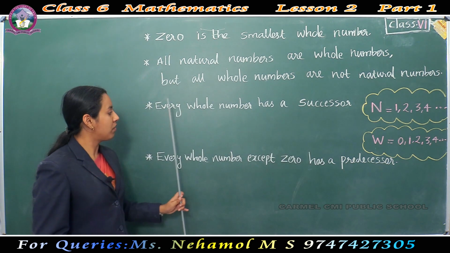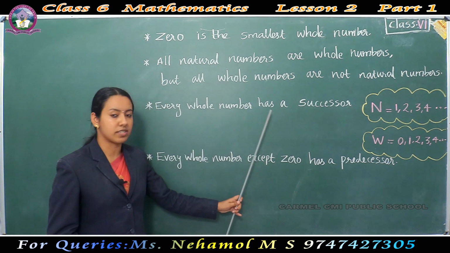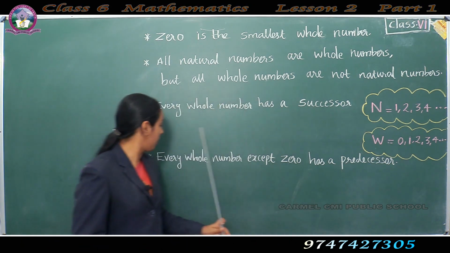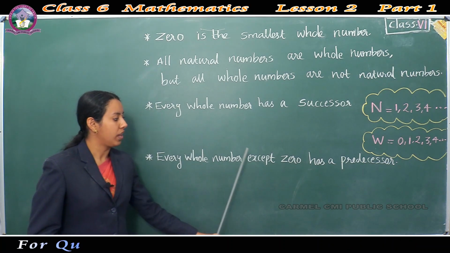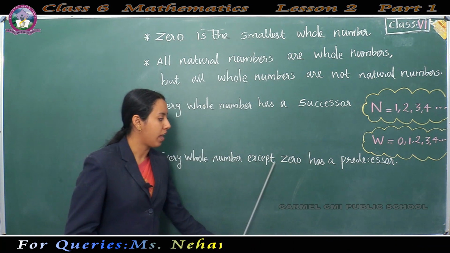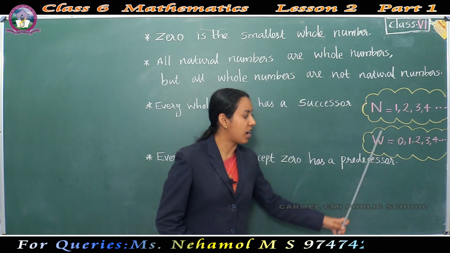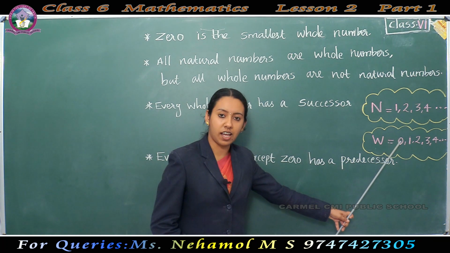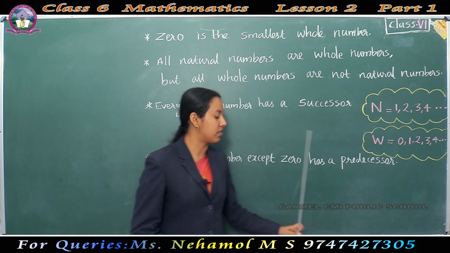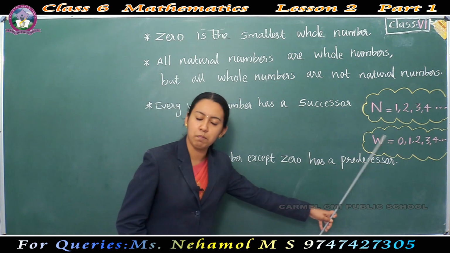Next point, every whole number has a successor. Every whole number except 0 has a predecessor. Whole numbers start with 0, so it has no predecessor. Whole number 0 has no predecessor. Every whole number except 0 has a predecessor.